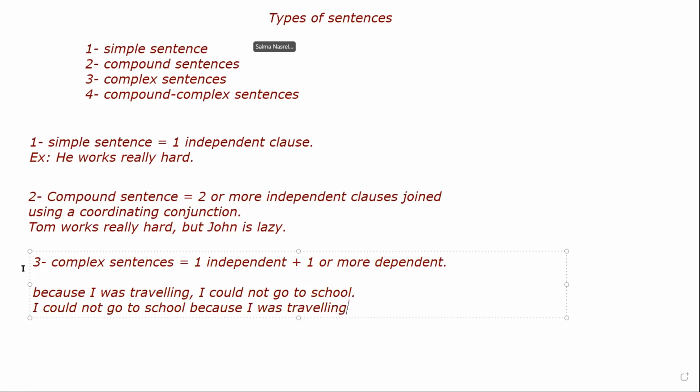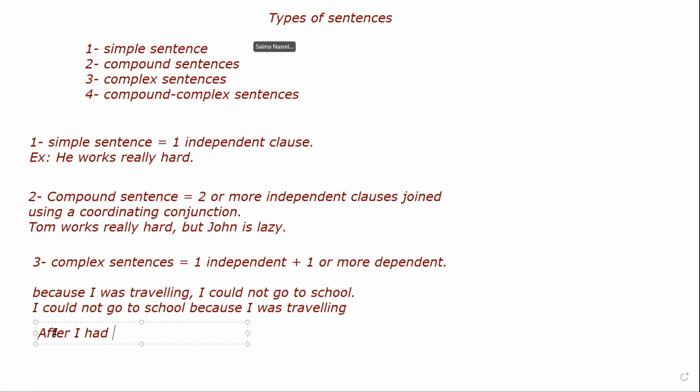All right. I hope so far everything is clear. So to sum up again, simple sentences, there is just one independent clause standing on its own. Compound sentences are two or more independent clauses joined together using and, but, for, so. I woke up late, so I missed the bus. And complex sentences are one independent and one or more dependent, one main and one or more subordinate. Okay, because I was traveling, I could not go to school, or I couldn't go to school because I was traveling.